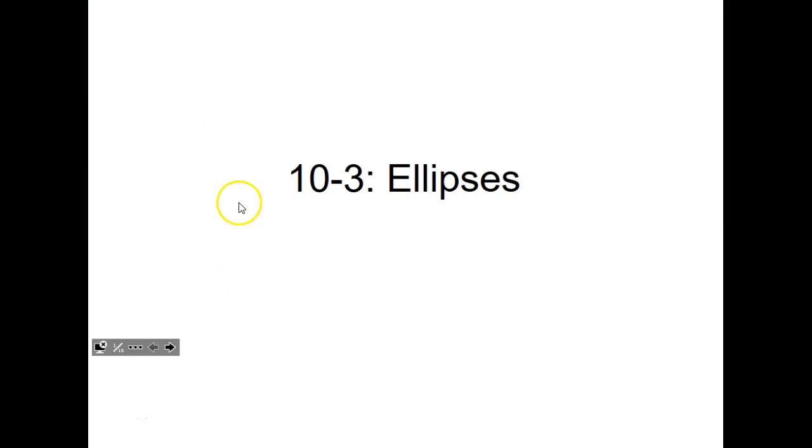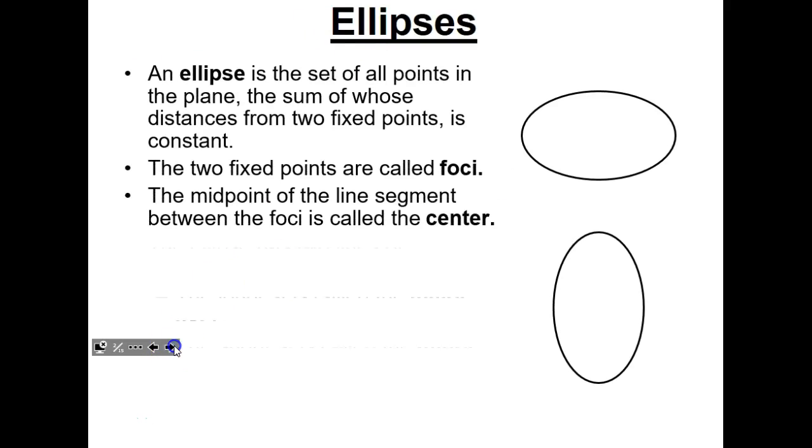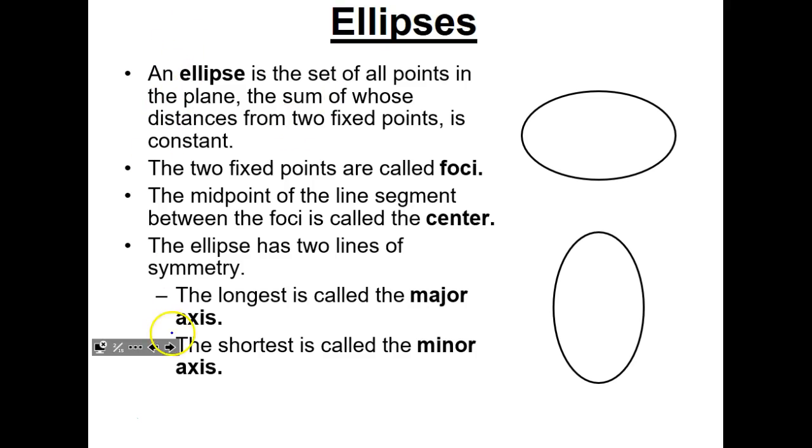In this section we're going to look at section 10.3, ellipses, and ellipses are ovals. And so you'll see here I've got several pieces of information about an ellipse. An ellipse is the set of all points in the plane, the sum of whose distances from two fixed points is constant. Those two fixed points are called the foci.